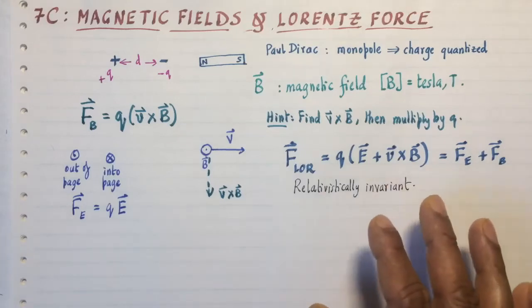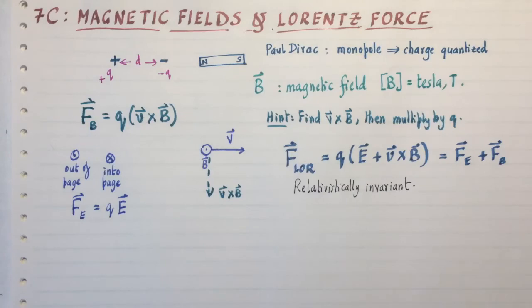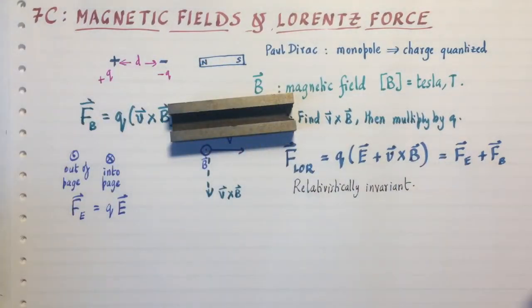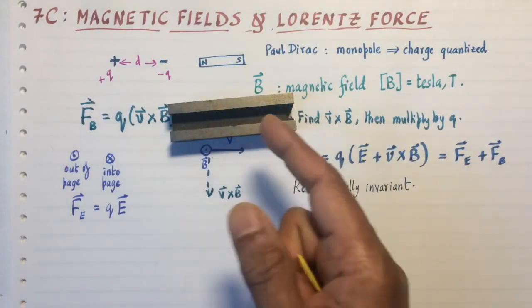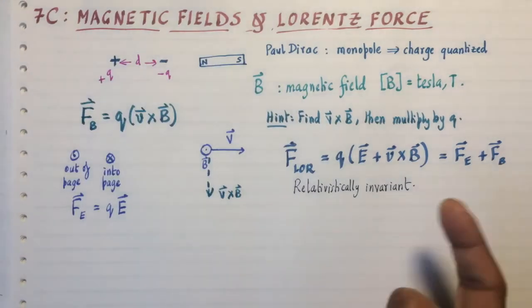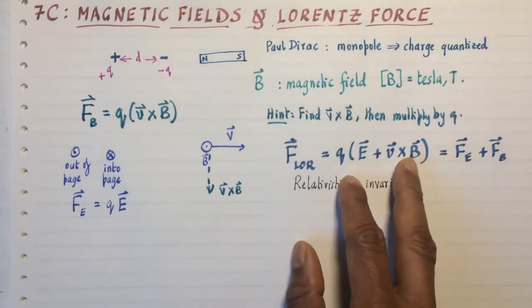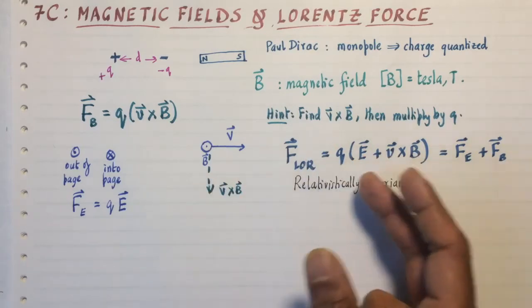What this means is that if you go to a different frame which is moving with respect to this frame, so suppose I'm whizzing by in an airplane, okay? If I'm going by in a really fast airplane, and I measure the effects of this magnet, who knows, I'll probably see an electric field and a magnetic field. Whereas when I'm on the ground, I just see a magnetic field.